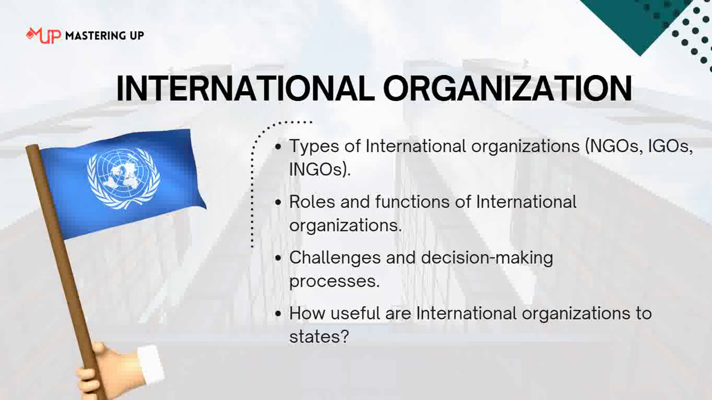So now, what are the types of international organizations? There are majorly three types of international organizations. We have the non-governmental organizations, which are the NGOs, that is, the non-profit organizations that operate independently of governments. We also have the IGOs, which are the intergovernmental organizations, such as the United Nations and the European Union. They are mostly comprised of governments. And then lastly, we have the INGOs, which are the international non-governmental organizations.